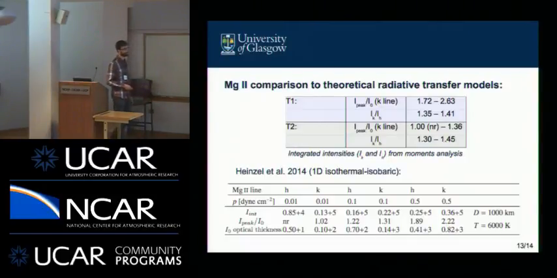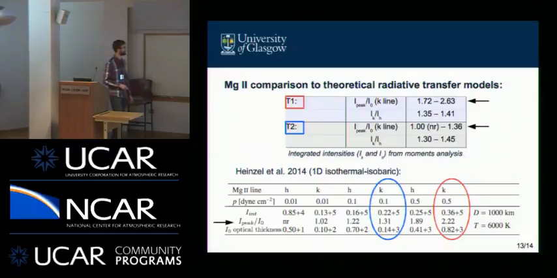So comparing this to the Heinzel model, for fairly reasonable values for the prominence thickness and temperature, 1,000 kilometers and 6,000 Kelvin, we can constrain the gas pressure as well as the optical thickness for these lines. Now, comparing the peak ratio to the central reversal ratio, we can see where these two columns lie, and that gives us this region.